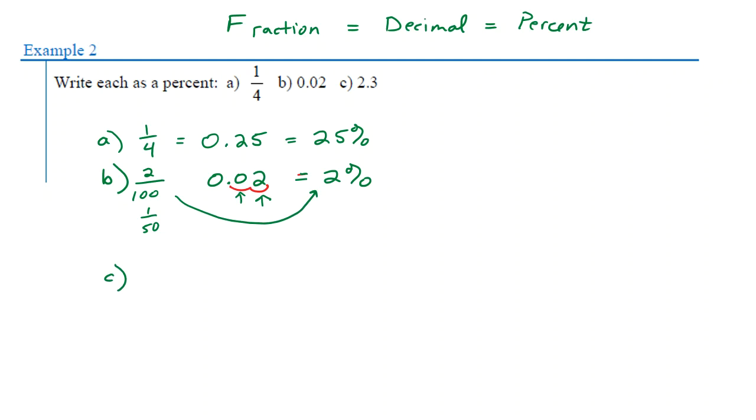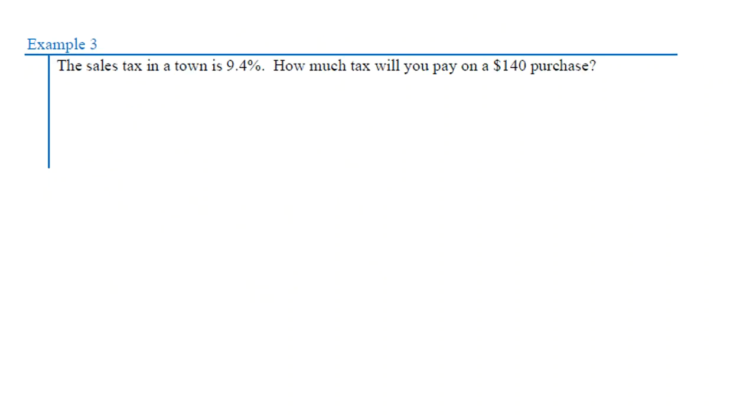That's what percent means. All right, how about 2.3? This is actually in decimal form. So if we change that to a percent, we're going to move the decimal 2 places, and that's going to be 230%. All right, let's look at one more here.